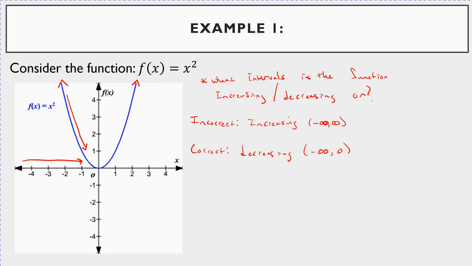And then after 0, as you go to the right, the function starts going up, so it's increasing from 0 to infinity. Notice how I have open brackets here. I'll talk about how we classify what happens when x is equal to 0 in a later theorem. But it's important to know that even though the parabola opens upward, it's still decreasing from negative infinity to 0 because you go down as you move to the right, and from 0 to infinity it's increasing because you're going up. Everything goes from left to right.